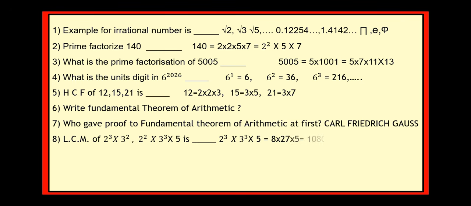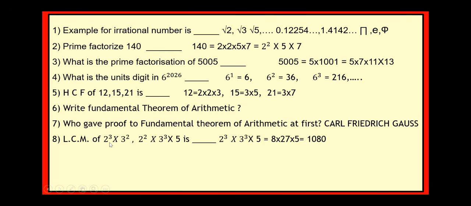What is the LCM of 2 cube into 3 square, and 2 square into 3 cube into 5? We have to find the LCM. Previously we found HCF. Now we have to find LCM. In order to find LCM, LCM is nothing but the product of the greatest powers of each prime factor. You observe these two prime factorizations. Out of the two, what are the different prime factor bases? 2, 3, and you can also find 5. You have to list out all prime factor bases 2, 3 and 5.